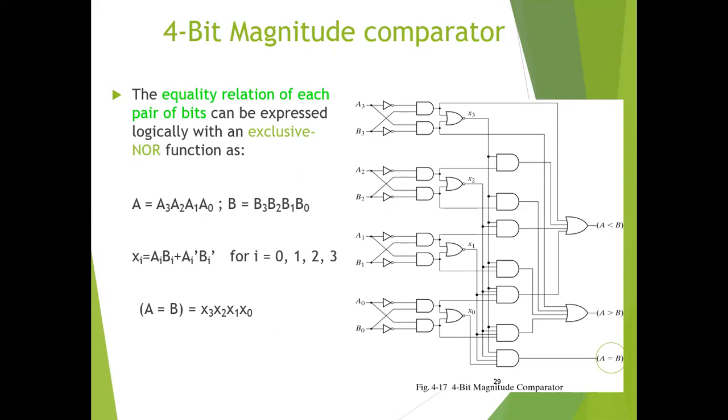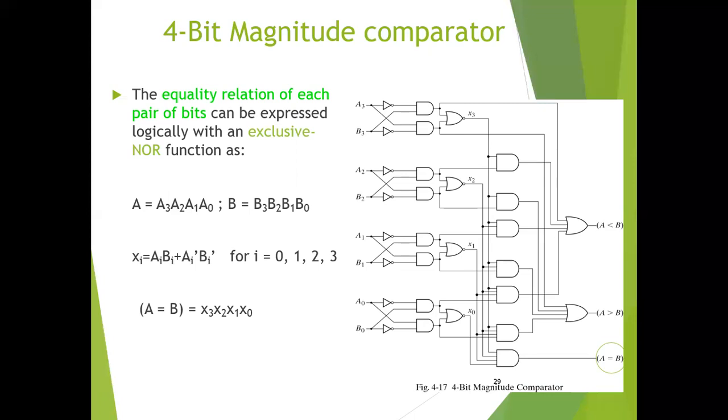To compare these two numbers, first of all we have to check whether these numbers are equal or not. Two numbers are equal if and only if all the corresponding bits of the numbers are equal. For example, if A3 is equal to B3, A2 is equal to B2, A1 is equal to B1, and A0 is equal to B0, then the two numbers will be equal, when all these bits are the same.